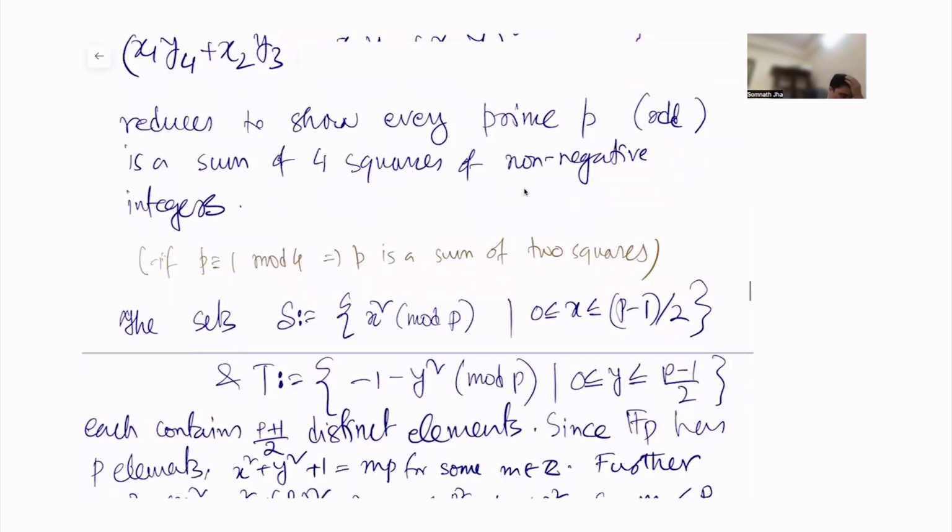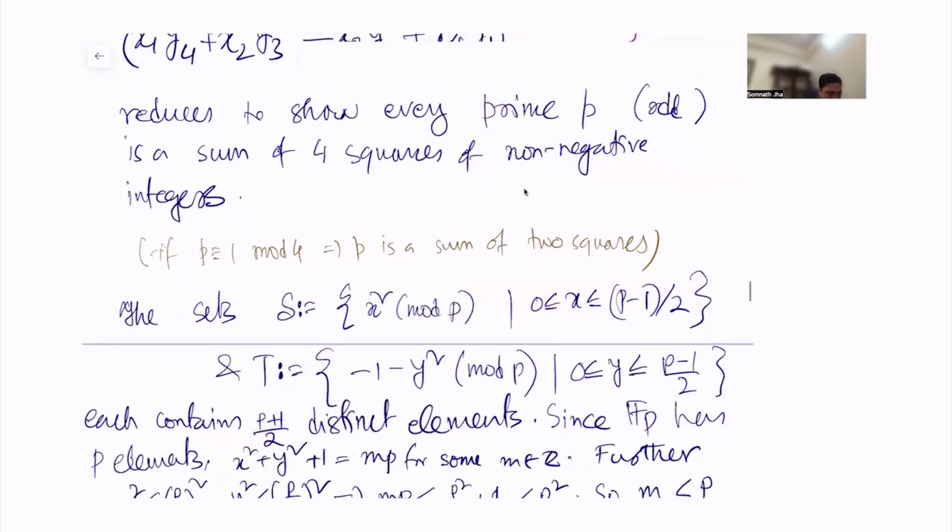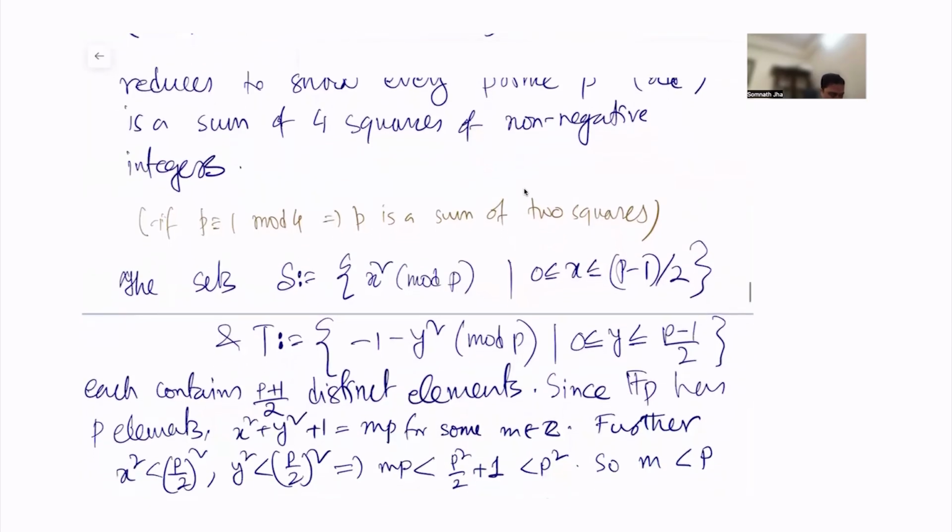So I can say that x squared is equal to minus 1 minus y squared mod p. If I bring it to this side, x squared plus y squared plus 1 is divisible by p. So x squared plus y squared plus 1 is equal to m times p, for some m in Z, and of course m has to be positive.